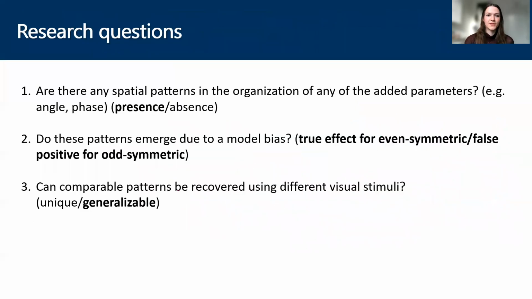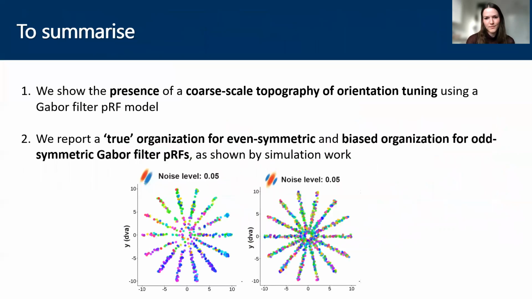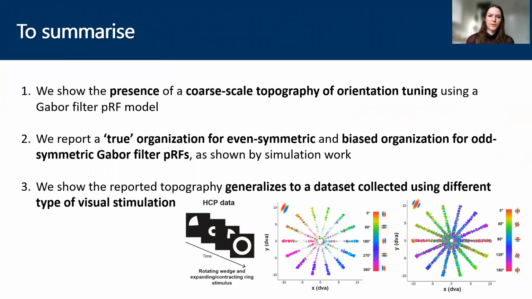To summarize, we can see that we obtain coarse-scale topography of orientation tuning using our newly developed model. We also see that one part of our result is driven by the modeling bias, while the second might be driven by something physiological. And finally, we see that we can replicate this in a different type of visual stimulation, highlighting that the results for the even symmetric Gabors might be related to some behavioral results, such as introduced by Sasaki in 2008.